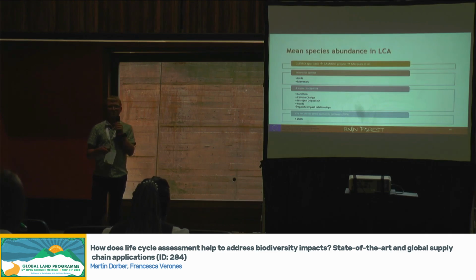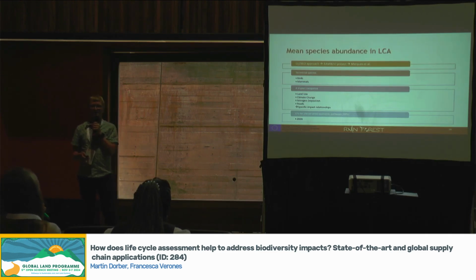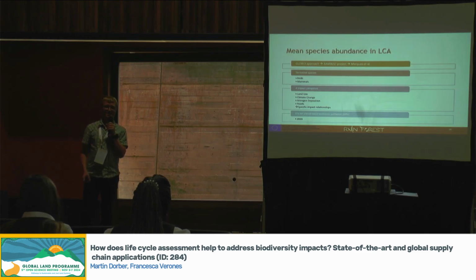It's also looking at mean species abundance, life cycle assessment, and there is something which I call the Global approach from the Bamboo project, which is a sister project of the Rainforest project that I'm working in. And they're going to look at terrestrial species, more specifically birds and mammals, and they will have 4 impact categories for the characterization factors: land use, climate change, nitrogen deposition, roads, by which they mean habitat fragmentation.